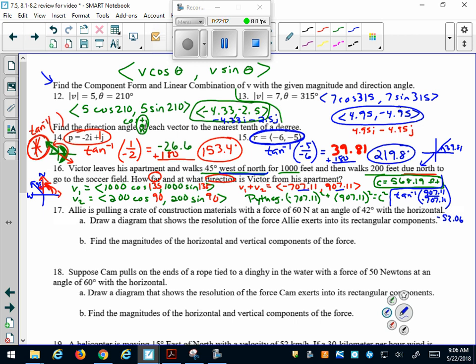Now, based on these directions that we're given, he leaves his apartment, he walks 45 degrees west of north for 1,000 feet, and then he goes due north for 200 feet. So his path looks like this. So the resultant vector that we're finding here is in the second quadrant. So since we're in the second quadrant, and we just got an angle of negative 52 down here, again, we have to add 180 to get our final answer.